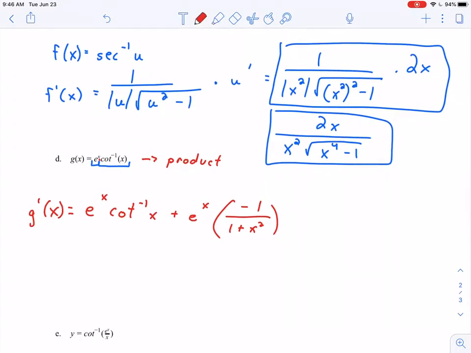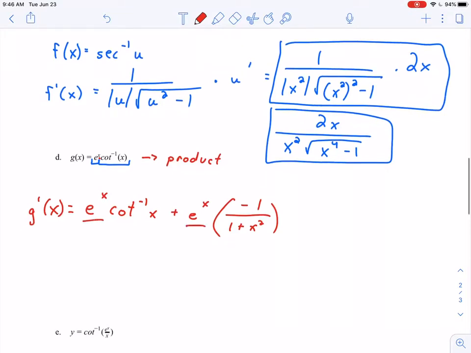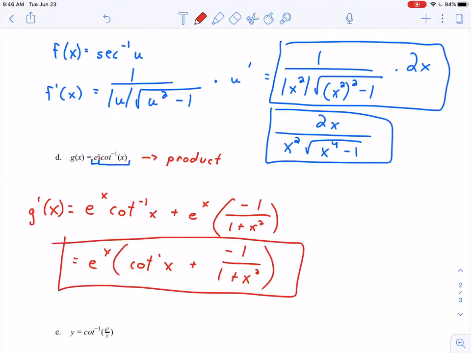Again, I would probably just leave my answer like this. If you really wanted to, sure, we could factor out an e to the x, and we could say, well, this is e to the x times cotangent inverse of x plus negative 1 over 1 plus x squared. You could get a common denominator if you really wanted to, but I think that's probably a good place to stop for that problem.